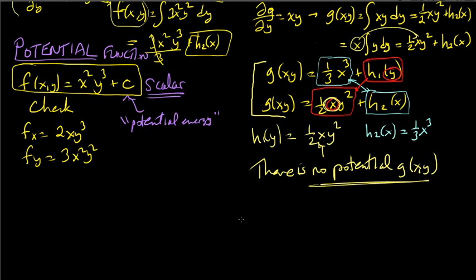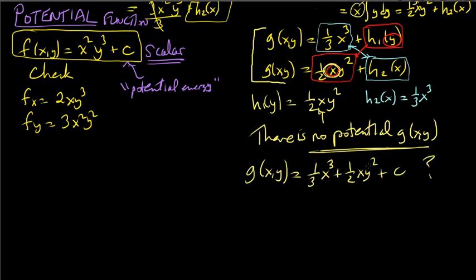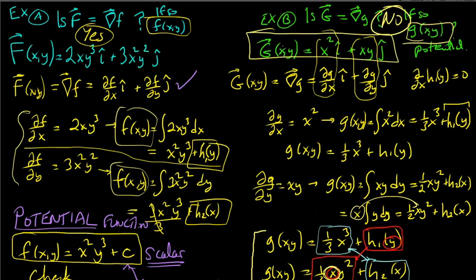But yeah, here, again, if you're thinking, well, can't I just add them? Can't I just do 1/3 x cubed plus 1/2 x y squared, and then plus the c, of course. Okay. Well, again, let's try it. Let's take the two partial derivatives. Let's take partial of g with respect to x, or g sub x, if you will. And if we do that, we get 3 times 1/3 is 1, times x squared. But we get plus 1/2 y squared.